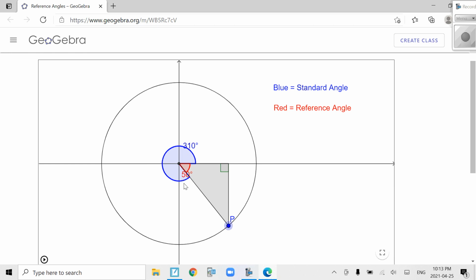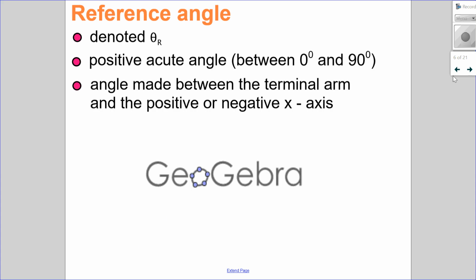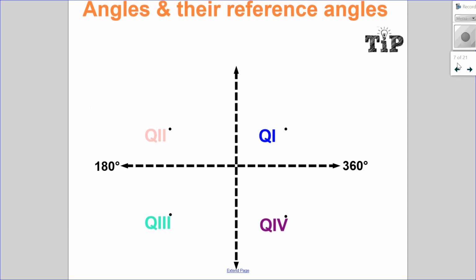So 310 degrees, you can see there are 50 more degrees to get to the x-axis. Or if I go 320 degrees, there are 38 degrees more to get to the x-axis. To figure out what the reference angle is here, I take 360 degrees and subtract my angle. So let's go back to our notes now that we've seen that and come up with that.